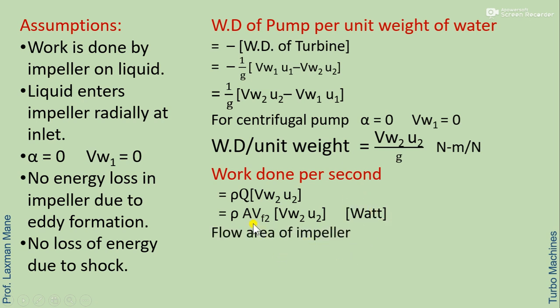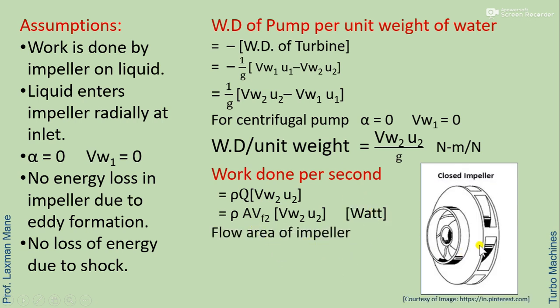Here in this case, the flow area of the impeller, as you can see in this image, is given by the formula pi d1 b1 is equal to pi d2 b2, where d2 is the diameter of the impeller at outlet and b2 is the width of the impeller at outlet.